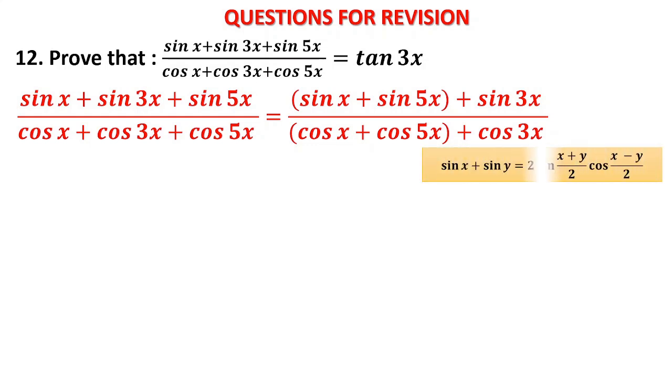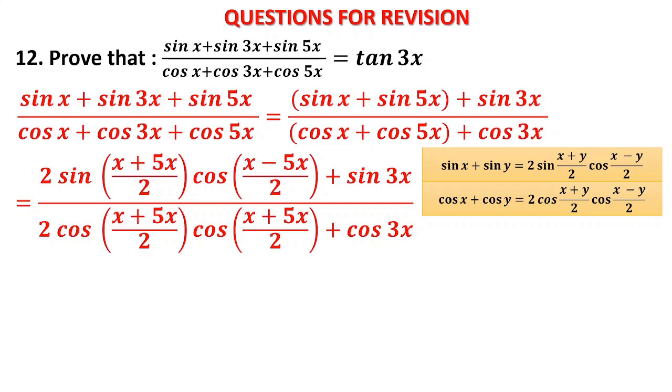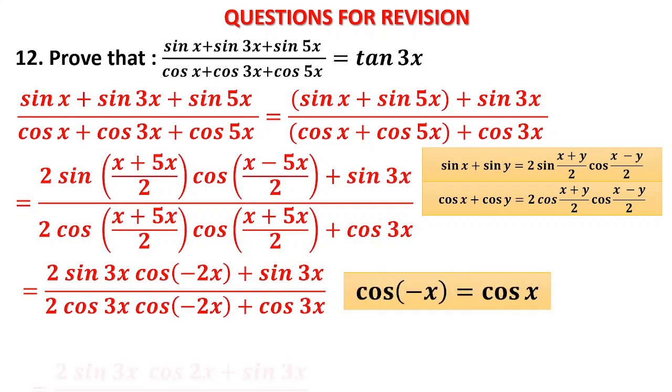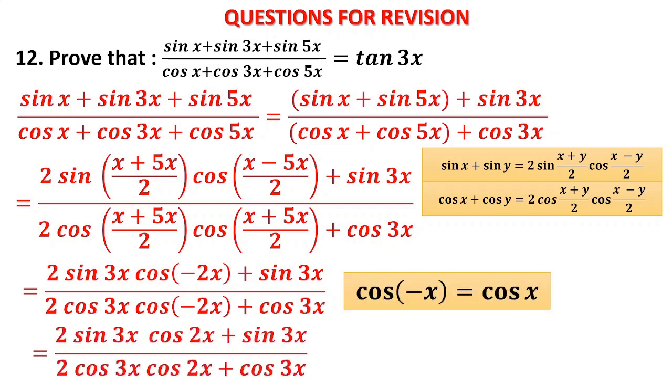For that only. Therefore the sin x plus sin y formula is 2 sin of (x plus y)/2 cos of (x minus y)/2, and cos x plus cos y is 2 cos of (x plus y)/2 cos of (x minus y)/2. Well, let us substitute those formulas now. The first: 2 sin of (x plus 5x)/2 cos of (x minus 5x)/2 plus sin 3x. Denominator: 2 cos of (x plus 5x)/2 cos of (x minus 5x)/2 plus cos 3x. In the numerator you are getting cos of minus 2x, it will be cos 2x only.